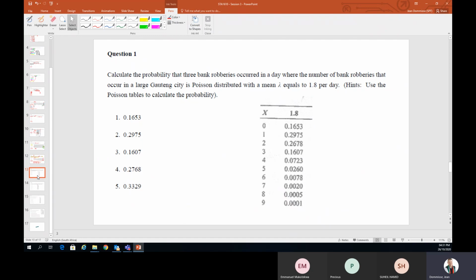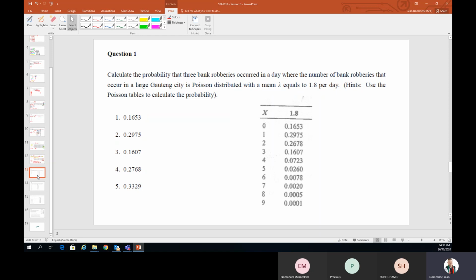Any questions on the binomial distribution? No questions on my side. Okay, cool. So fully understand. Okay, happy with that.